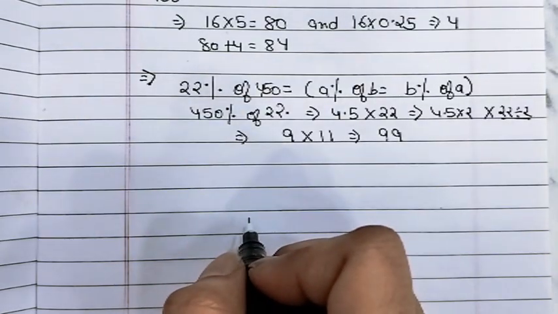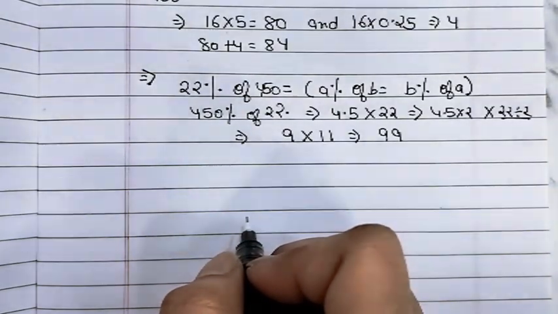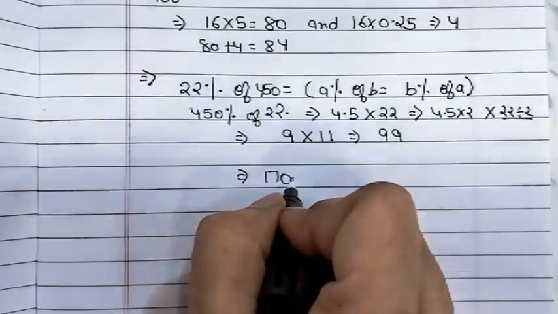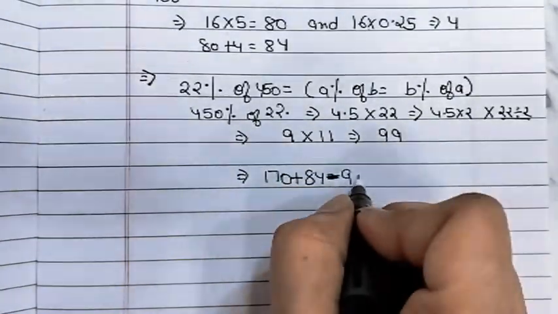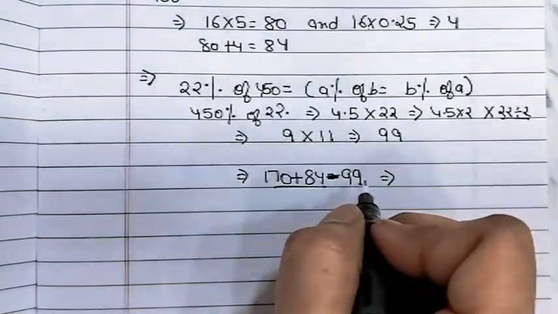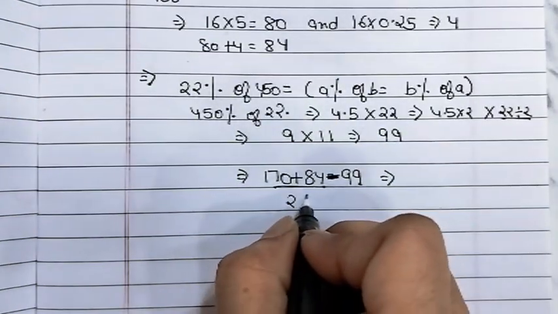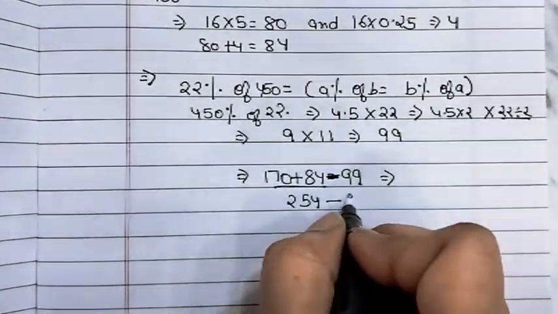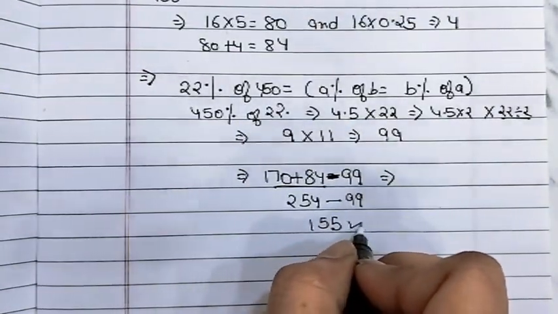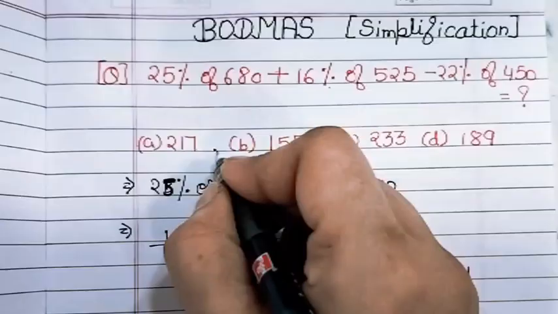Now substitute the values back into the main expression and follow the addition and subtraction order. So you will get 170 plus 84 minus 99. So first you will add and then after that you will subtract. After adding you will get 254, and after subtracting you will get 155. So the final answer is 155.